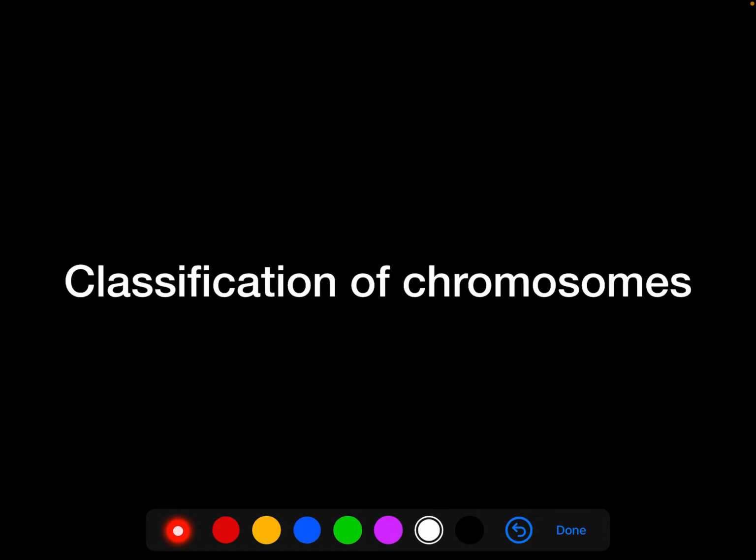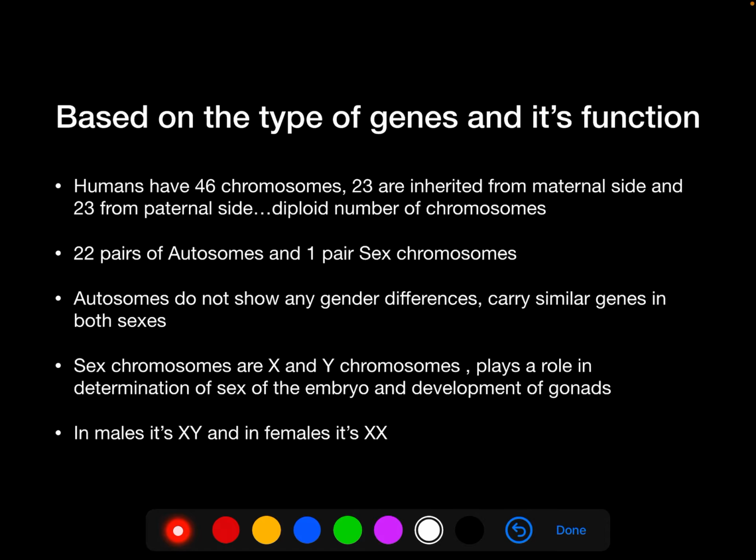Now we will discuss the classification of chromosomes, in which ways we can classify the chromosomes. Humans contain 46 chromosomes. Out of these 46, 23 are inherited from the maternal side and 23 from the paternal side. So that makes the diploid number of chromosomes. Gametes contain the haploid number of chromosomes. When they fuse to form the zygote, it becomes the diploid number of chromosomes.